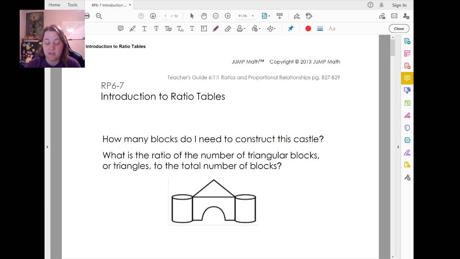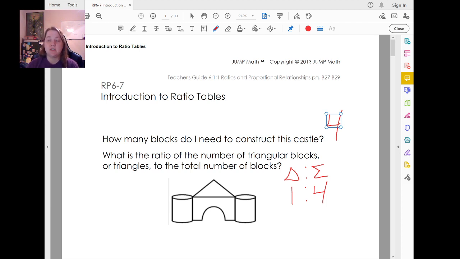Let's start off by looking at this block castle. They want to know, first of all, how many blocks are needed to construct the castle. Well, I see a triangle, I see a bridge, and I see two cylinders, so that's going to be 4 blocks. Then they're asking, what is the ratio of the number of triangular blocks to the total number of blocks? So I'm comparing triangles to the total. That would be adding up the triangles, the cylinders, the bridge, all of that. So I'm going to call that 1 triangle to 4 blocks total.